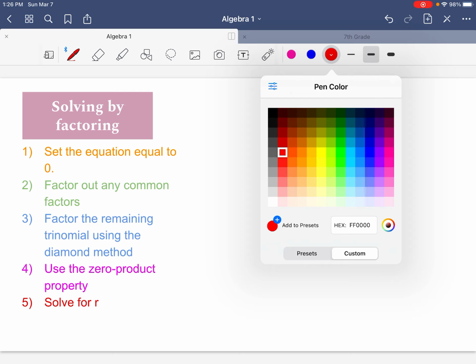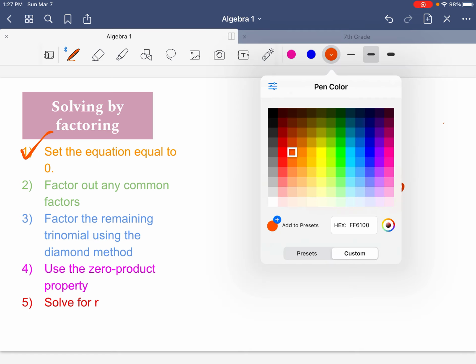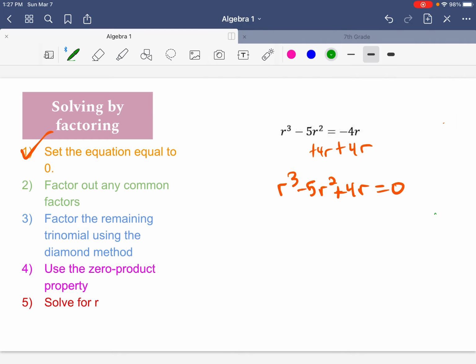Step 1, set the equation equal to 0. So I need to move this guy all the way over here. And to do that, we're going to add 4r to both sides, so plus 4r. So you have r cubed minus 5r squared minus 4r, plus 4r equals 0. Boom. Set it equal to 0. Step 2 says factor out any common factors. Well, they all share an r. So I'm going to pull out an r, which means this is r squared minus 5r plus 4 equals 0. Sweet.